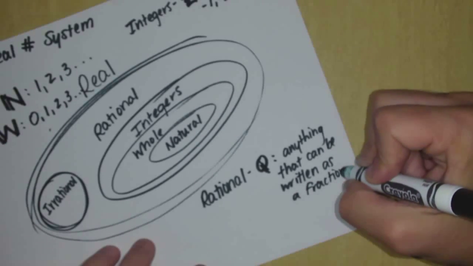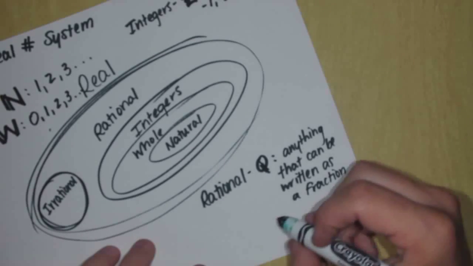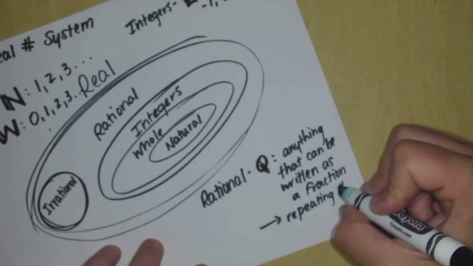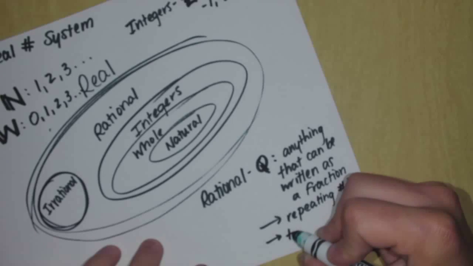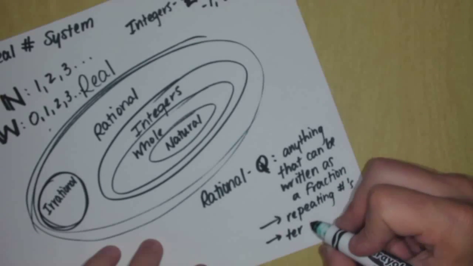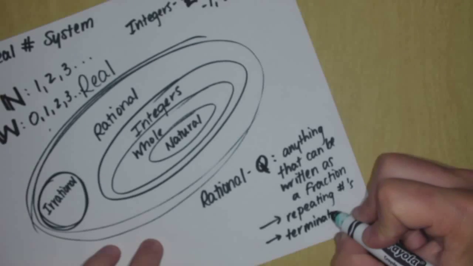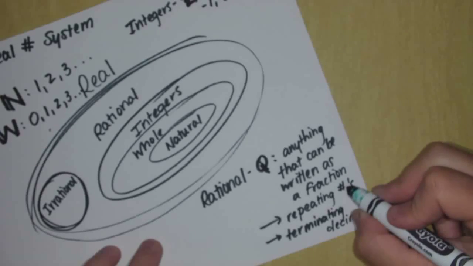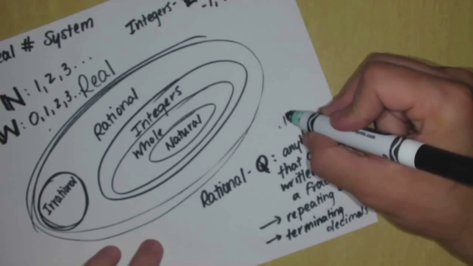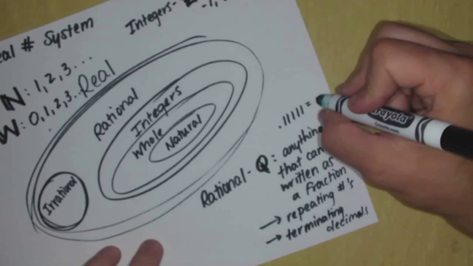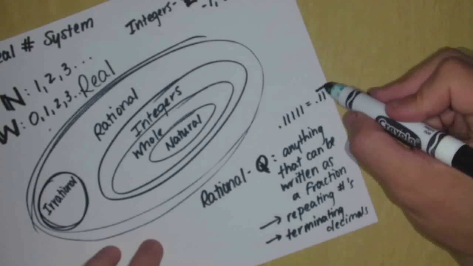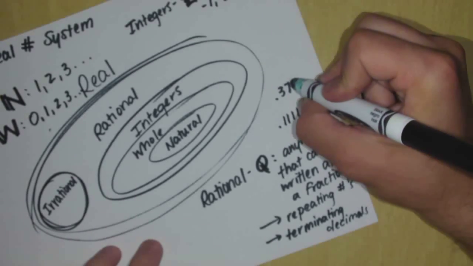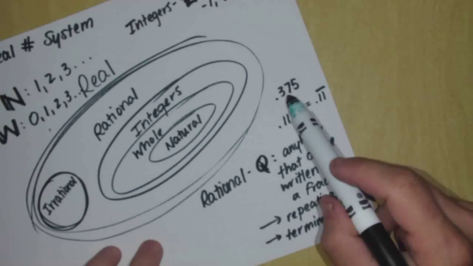Now, anything that can be written as a fraction also includes the categories repeating decimals and terminating decimals. Meaning, repeating, they go on forever, like 0.11111, or sometimes you see it as 0.11 with that repeating bar. Terminating, meaning they end, like 0.375. It stops. There's nothing that goes on with that.